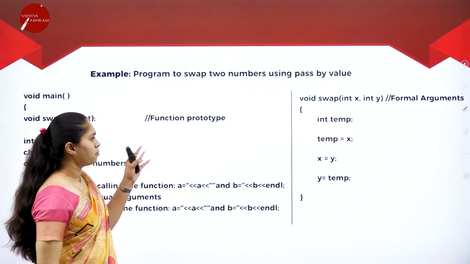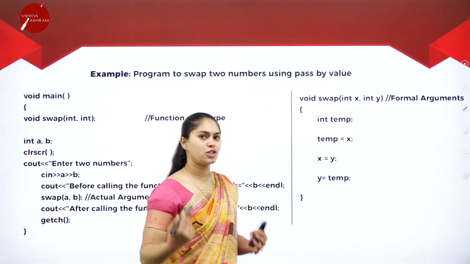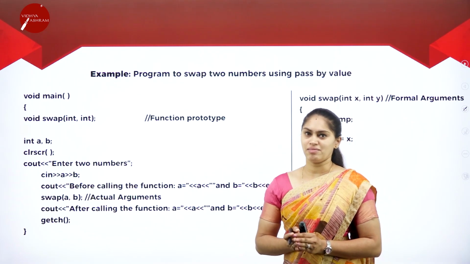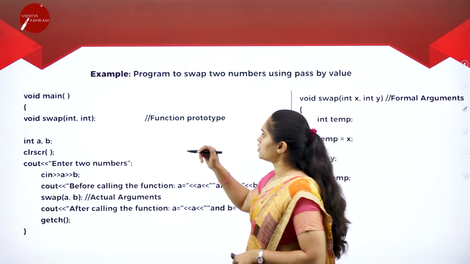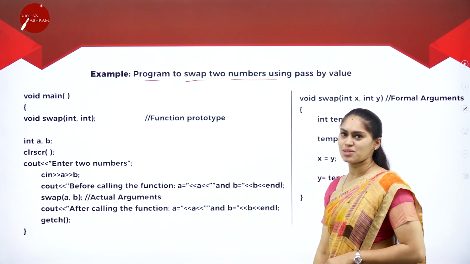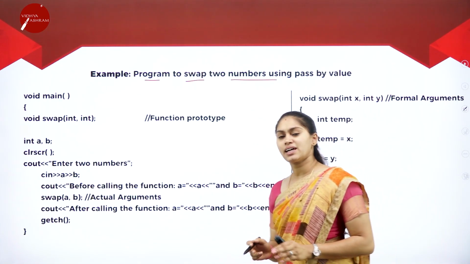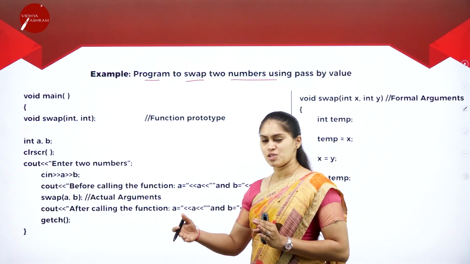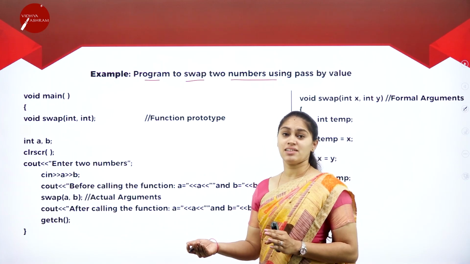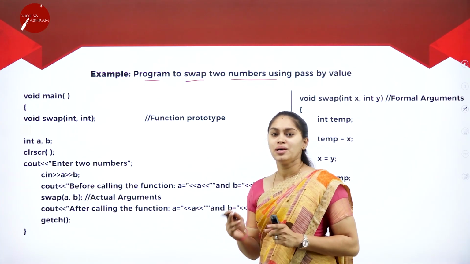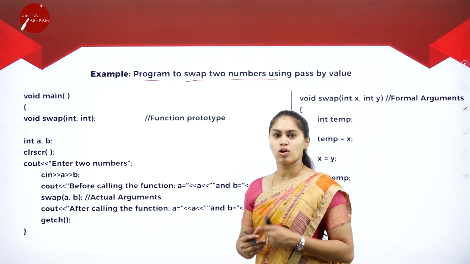Now we'll see a programming example of how we are going to use the call by value or pass by value method. Here is an example program to swap two numbers using pass by value. I am swapping the contents of two values. Let me consider I have A and B. I just want to exchange the value of A to B and B to A. In order to do that, we are using a third variable called temp.